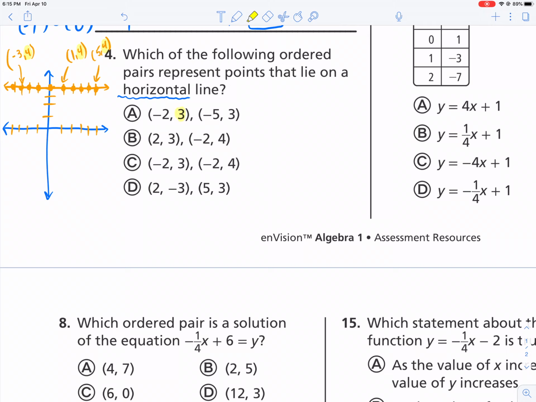So if I look at 3 and 3, automatically I see, oh, okay, those are both the same. So maybe it's that one. It's possible. But let's check the other ones because it's good to check our work. So I go down to B, and I have 3 and I have 4.